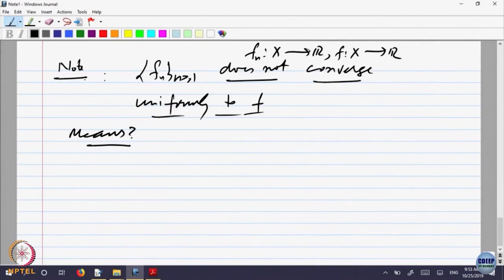Once again I am trying to bring your attention to the point that if you want to understand something is true, you should also understand when something is not true. It is equally important to understand both ways.